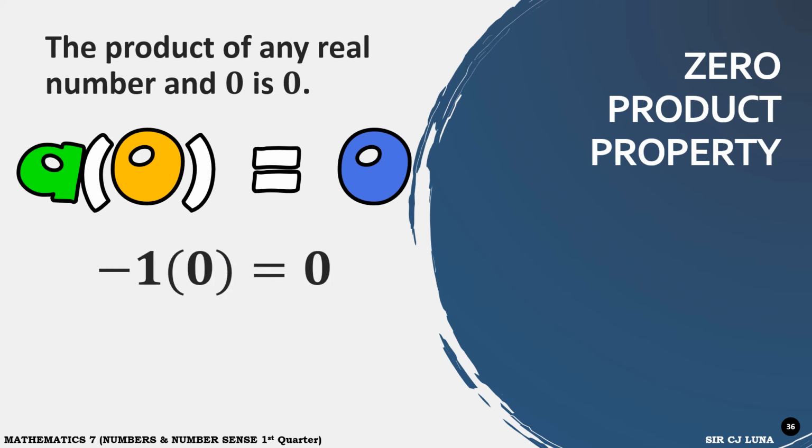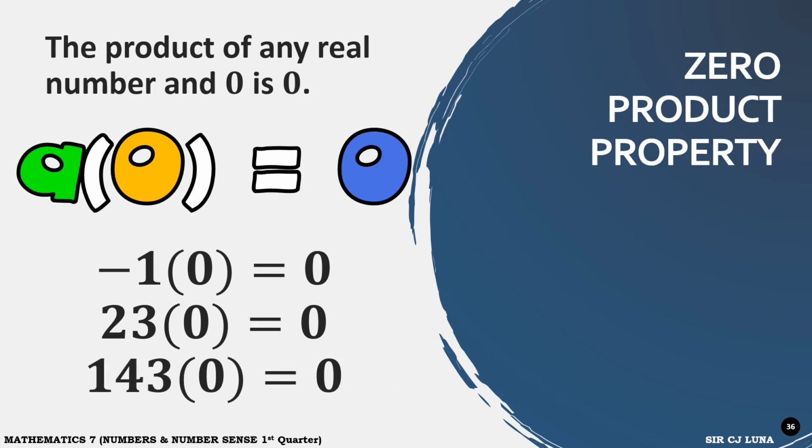Halimbawa, -1 times 0 is 0. 23 times 0 equals 0. 143 times 0 is also 0. 10 billion times 0 is, you guess it right, 0.